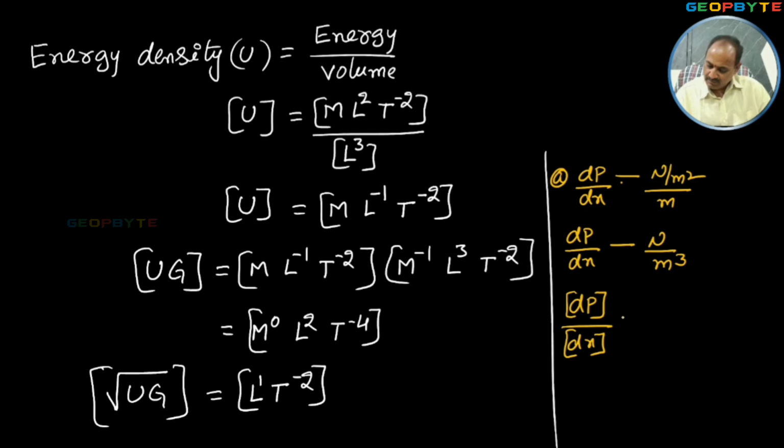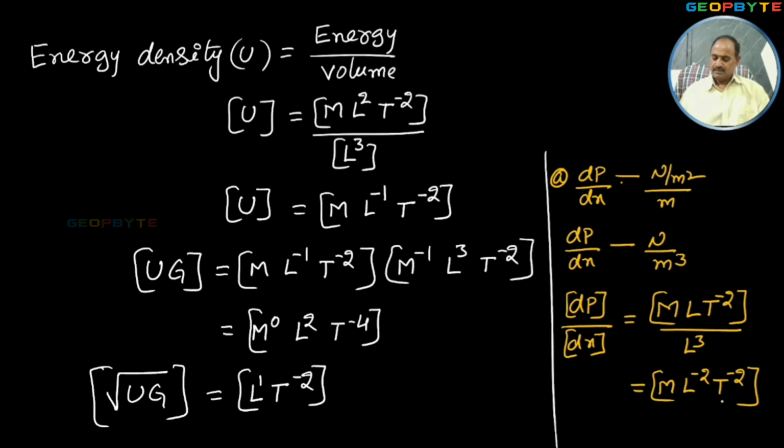After finding the dimensional formula for pressure gradient, then you can find it for unit mass. Here Newton is the unit of force. Force dimensional formula M L T power minus 2 dividing by L power 3 is equal to M L power minus 2 T power minus 2. That is the pressure gradient dimensional formula. He is asking pressure gradient per unit mass.